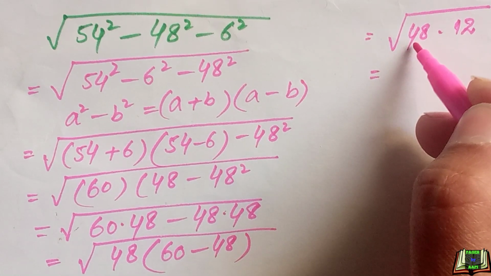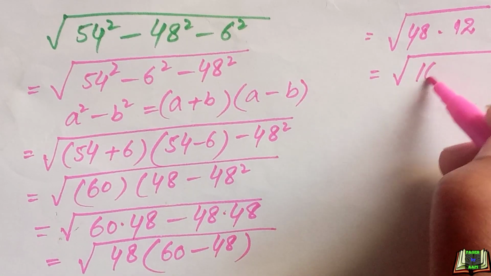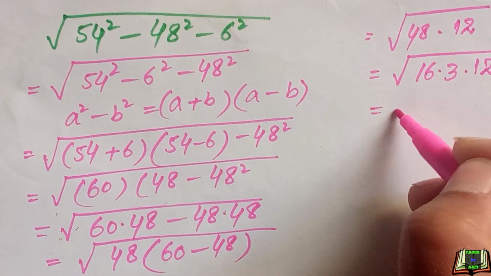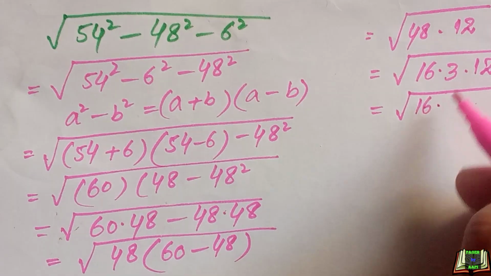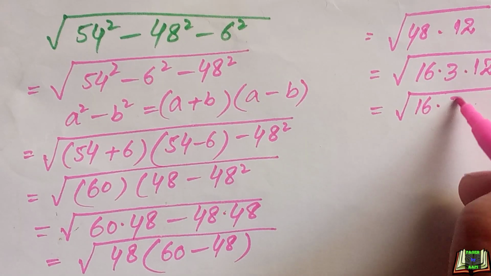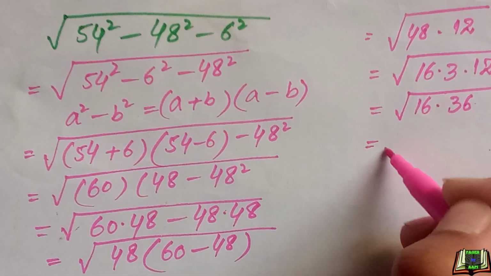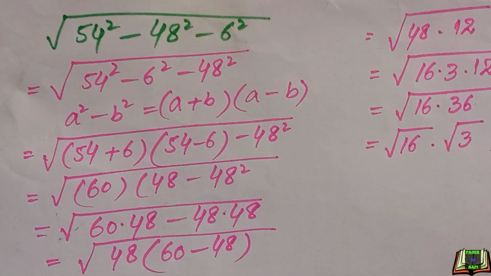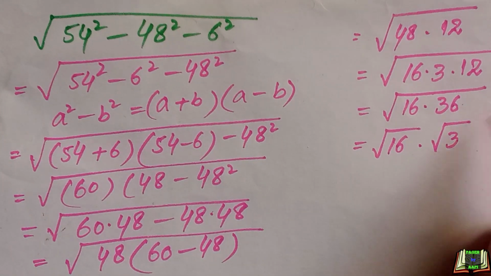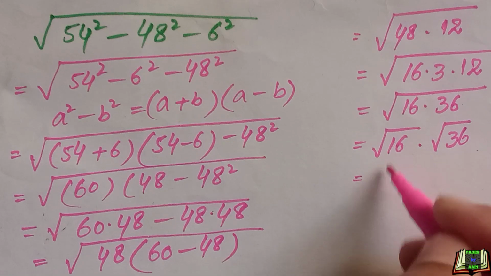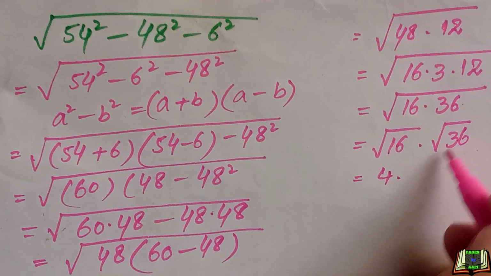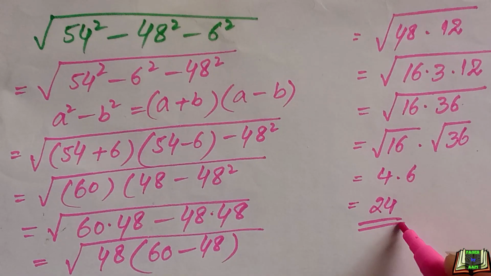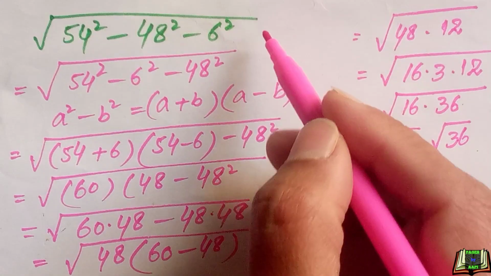We can write 48 as 16 times 3 and times this one 12. We are going to write 16 as it is, and 3 times 12 is 36. We can write it as square root of 16 times square root of 36. We know that square root of 16 is 4 and square root of 36 is 6. 4 times 6 is 24. That is the final and required answer.